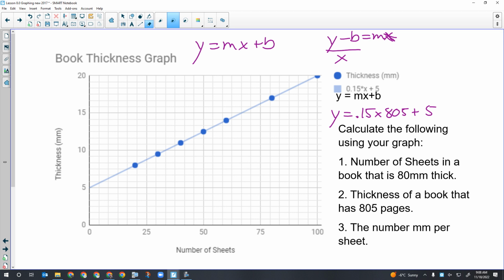So m tells us how much y changes over x. Because what we're really doing is taking y, subtracting b, and dividing it by x. In other words, it's the rise divided by the run, if anyone's ever heard it described that way. It's the rate at which y changes over x. In this case, it's the number of millimeters per sheet. Questions on that one?